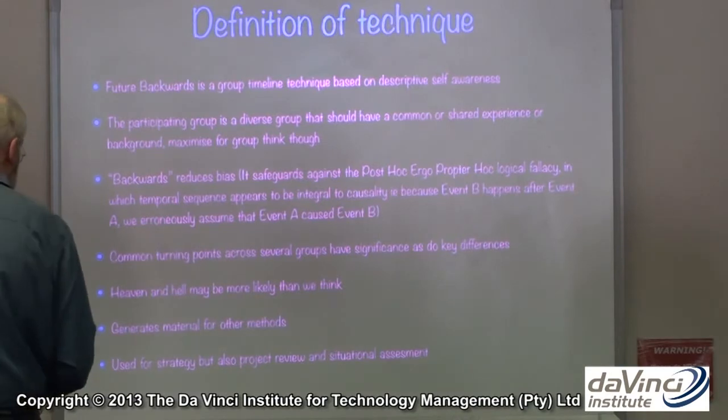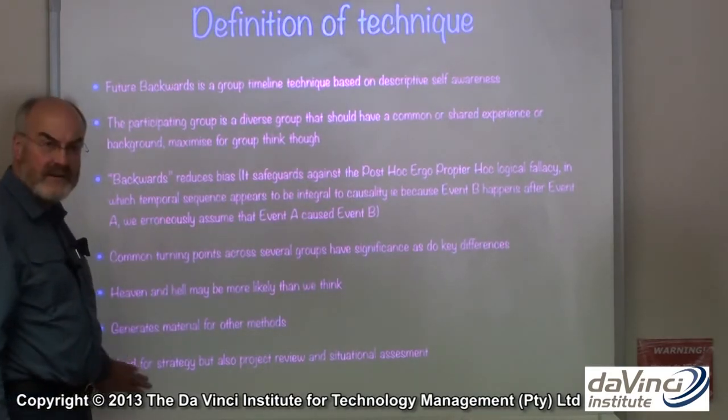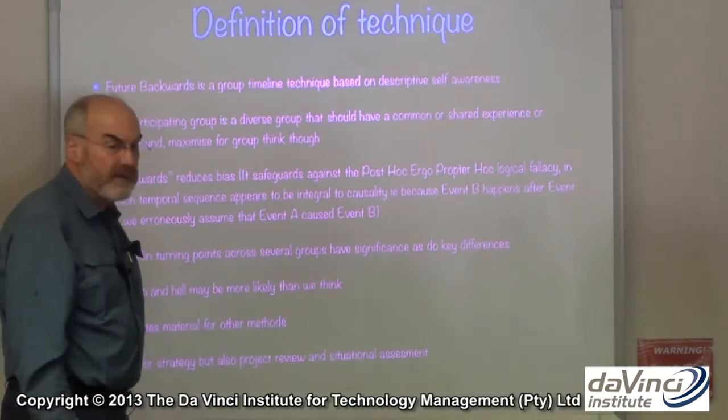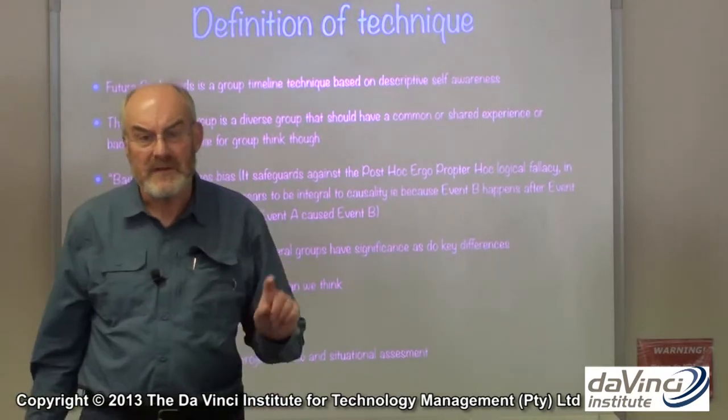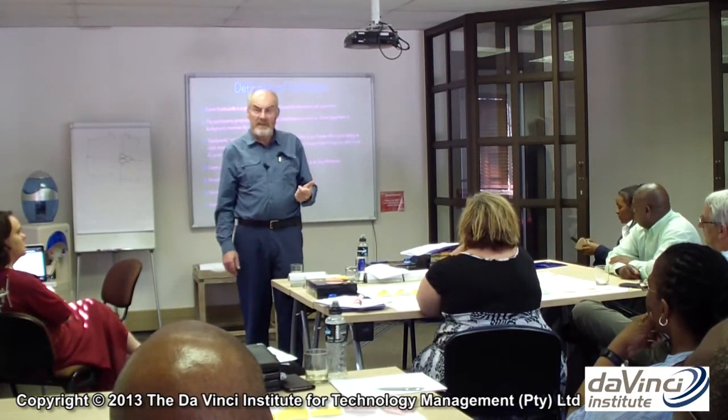We talked about that. This generates a method for other material. It's used for strategy. It's an alternative to traditional timelining. But fundamentally, it's also project review and situational assessment. This is now used in battlefield planning to assess the situation. Or it's done in after-action review in different groups. Because the other interesting thing is you're focusing people on fictional lines as well as factual lines.